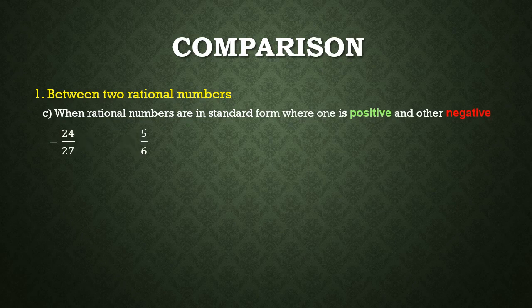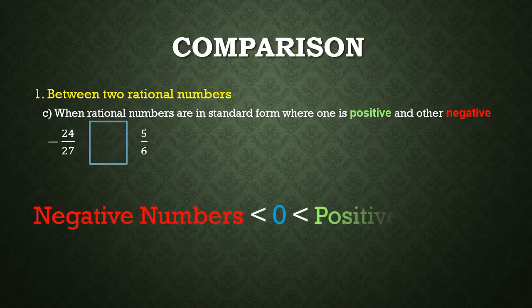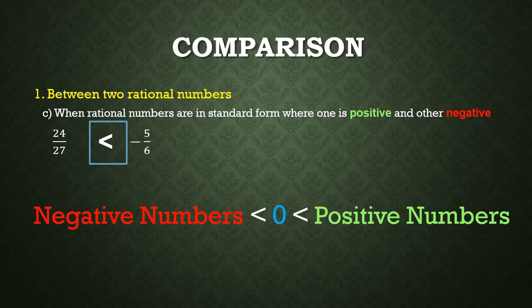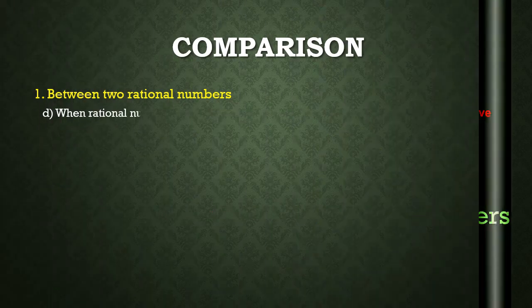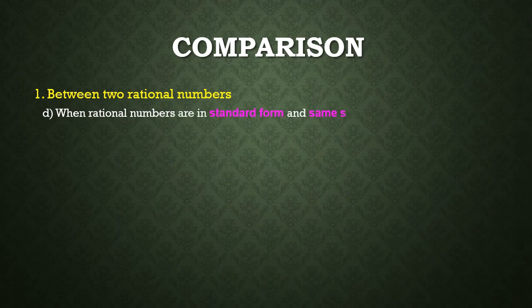Why? Because all negative numbers are less than 0, and that's less than all positive numbers. Hence minus of 24 by 7 is less than positive number 5 by 6. If we make positive 24 by 7 and negative 5 by 6, then the sign alters accordingly to match positives greater than negatives.